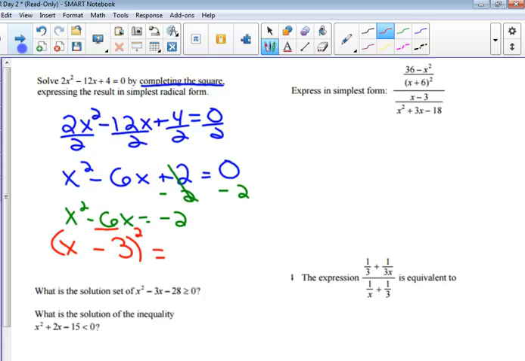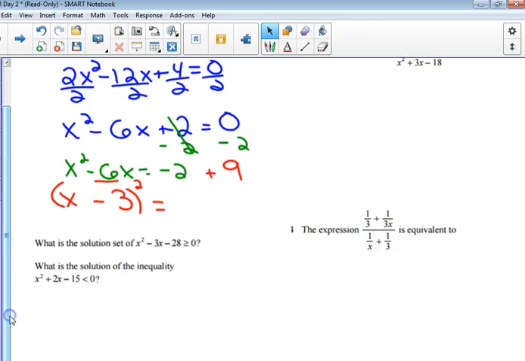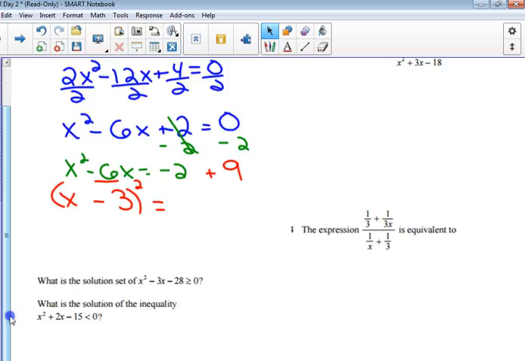Good. Now, when you put your minus 3 in here, what do we have to add to the other side? Negative 3 squared. Good job. So if we square this, we get 9. So 9 is going to be added over. Now, what is over here? 7. Super.